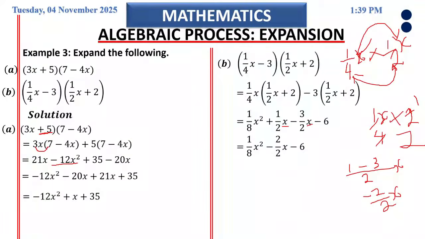And if you have it in this form, you agree with me that 2 can cancel 2. So if it cancels 2, we're left with 1 over 8x squared minus x minus 6. So it's as simple as that. From what you have there, if you still don't understand, please go over the explanation again. I believe it will make more sense.